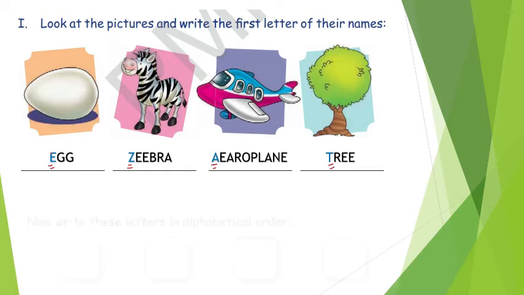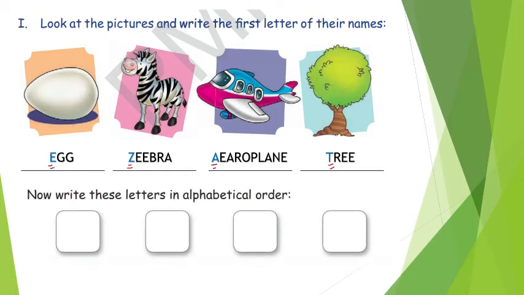Now, what do we have to do? We have to arrange these first letters in alphabetical order. So I have E, then I have Z, then I have A, and then I have T. So what will be the first letter here? E, Z, A. Yes, so A is the first letter that you know very well. So the first answer is A.